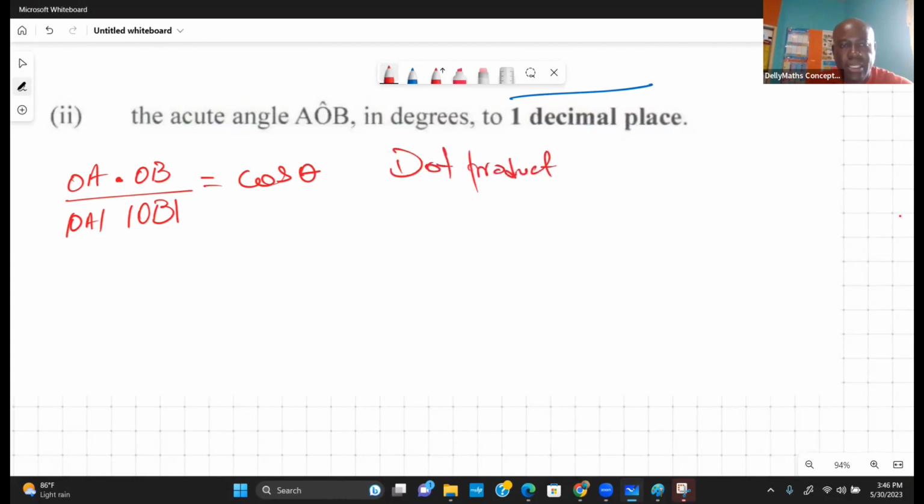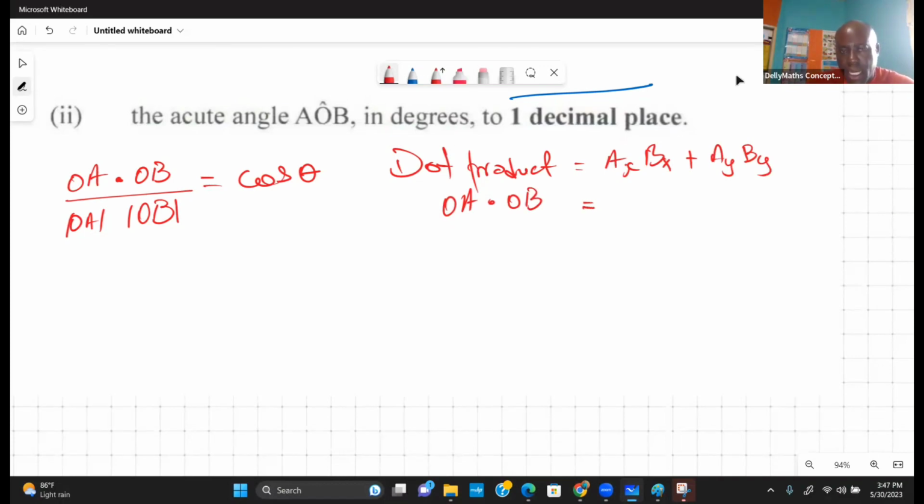So the dot product is simply, in this context, I'm going to write it. So the dot product of OA and OB: we're going to take AX along with BX, and add that to AY times BY, right? So that's the idea.